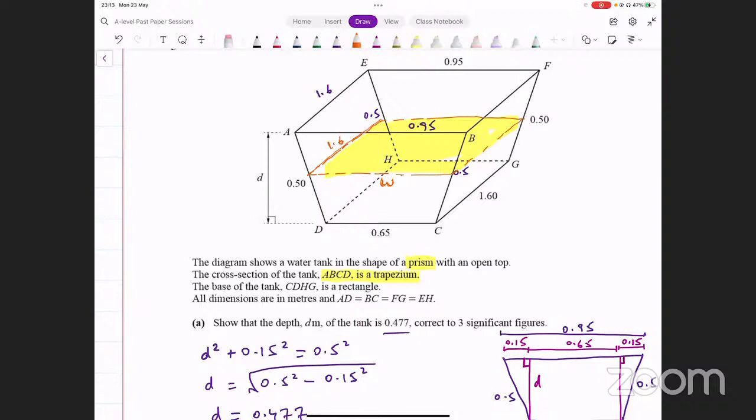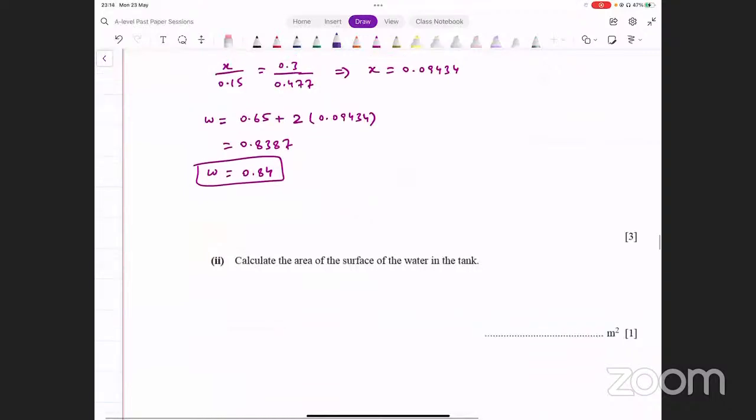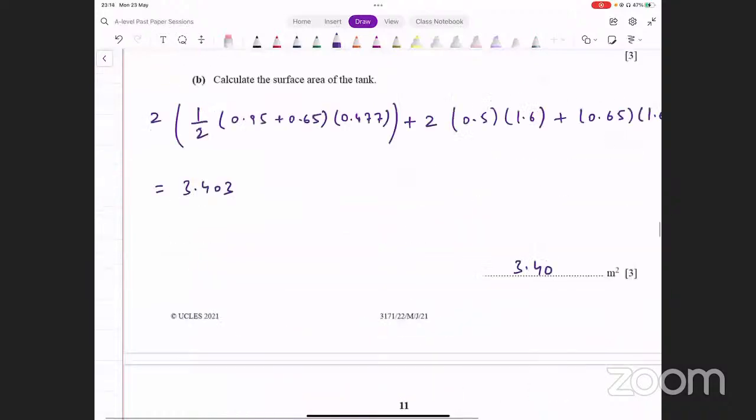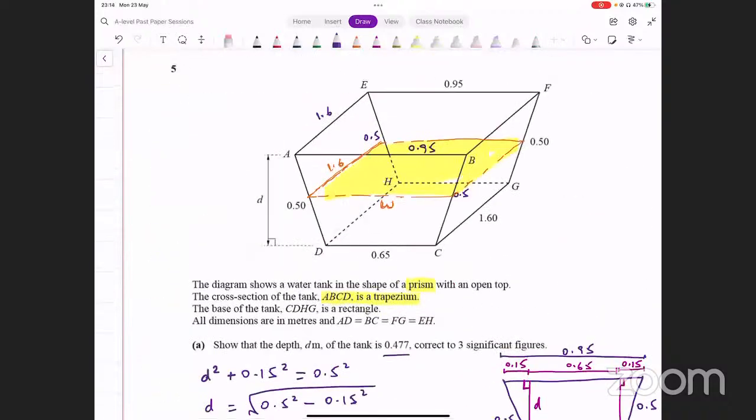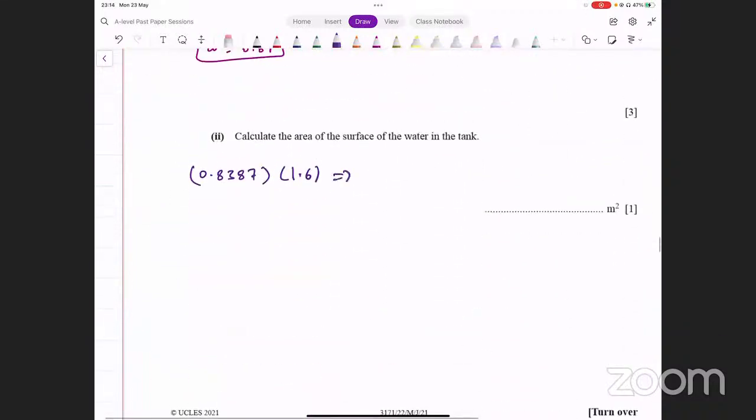The yellow part is a rectangle. आपने उस rectangle के area निकालना है. W into 1.6. W की value हमारे पास क्या आ रही थी? वो हमारे पास 0.84 आ रही थी. We can use that, or you can actually use the more accurate number, that is 0.8387. Area of the surface of the water, that's going to be 0.8387 into 1.6. वो basically rectangle बन रहा था ऊपर, जो पानी का surface है, that's a rectangle. उस rectangle के area हमने निकाल लिया, length and width. यहाँ से आ जाएगा. Let's see what that turns out to be.